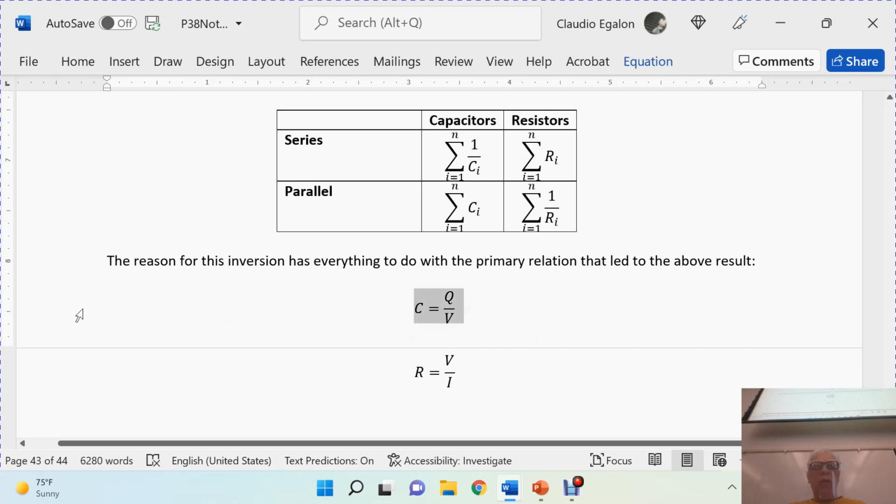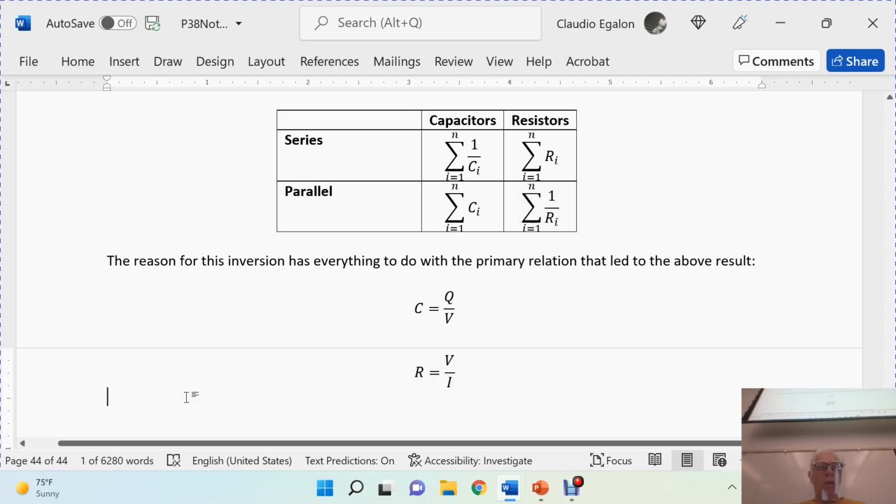Here the capacitance is defined in terms of the inverse of the voltage. Whereas here, the resistance is not defined as the inverse of the voltage, but it's directly proportional to the voltage. That's why you get this inversion in the series and parallel formulas, because of the voltage being inversely proportional to the capacitance and directly proportional to the resistance. That's the reason for this inversion.